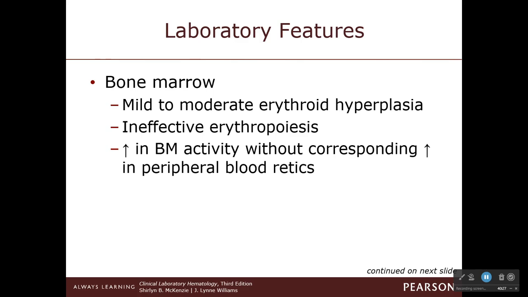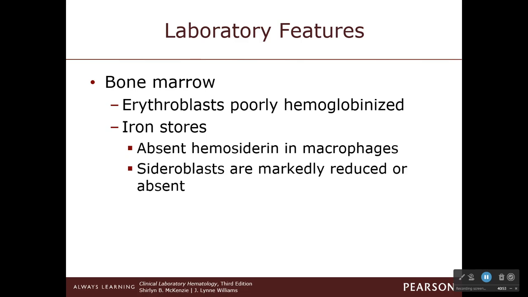So increased bone marrow activity without corresponding increase in peripheral blood retics. What it means, basically, is you have incomplete erythropoiesis, ineffective erythropoiesis. So they get to the rubricyte stage, the metarubricyte, but then they don't go any further. They just die in the bone marrow because they don't have enough hemoglobin. Erythroblasts are poorly hemoglobinized.